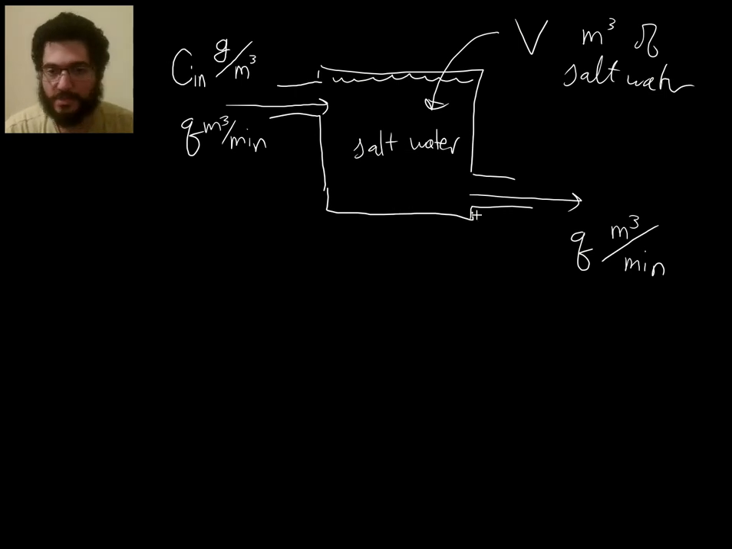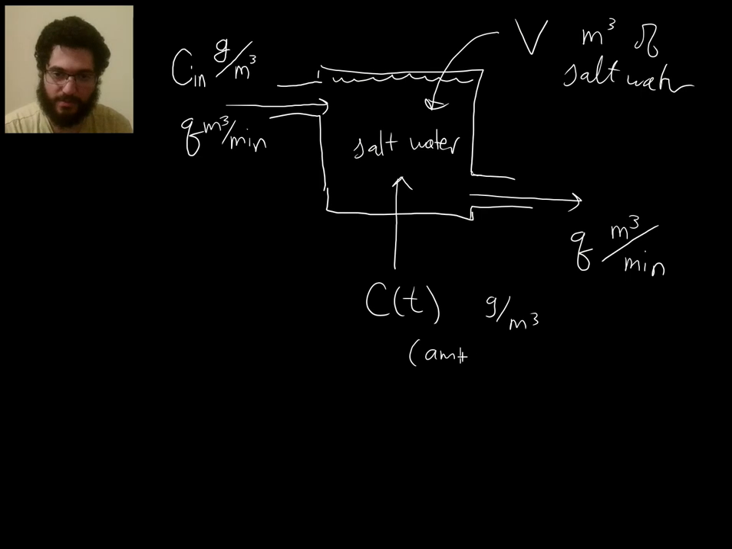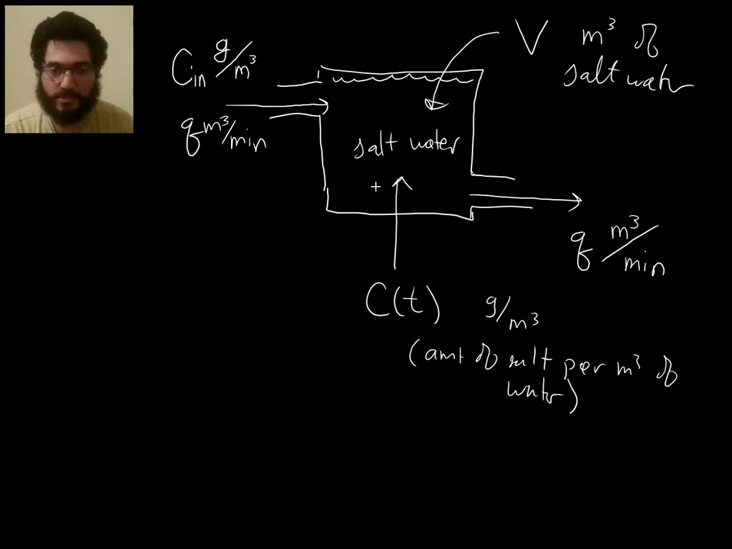Now, what's the concentration? This is an important part to reason through. What's the concentration of the water coming out? So in here, there's going to be a certain concentration, which can change in time. So let's call that C of t. This is grams per meter cubed. So amount of salt, mass of salt per cubic meter of water. And I'm going to assume that this is one thing. There's one concentration in here.